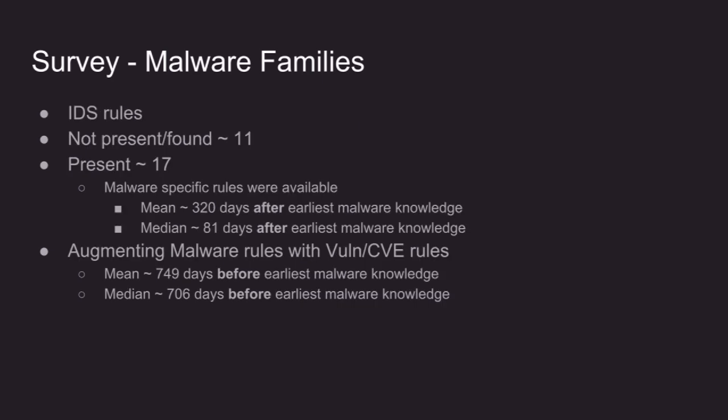Of course, we try to look whether there are some IDS or IPS rules particularly tailored to the IoT malware family, or to the payloads of the IoT malware families, or the CNC communication channels. And we found that from the 28, only 17 have these specifically tailored IDS rules.